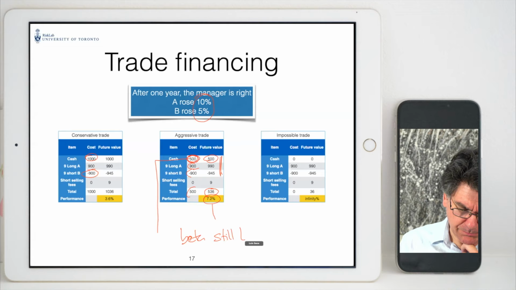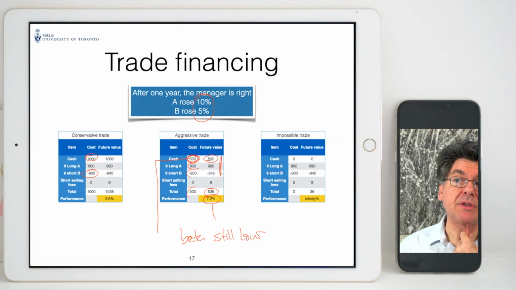So I've boosted my return with what's called leverage. In your assignment, you had to do the leverage calculation for the snow fund when I can have leverage. This is the same thing, except we do this with stocks, okay?